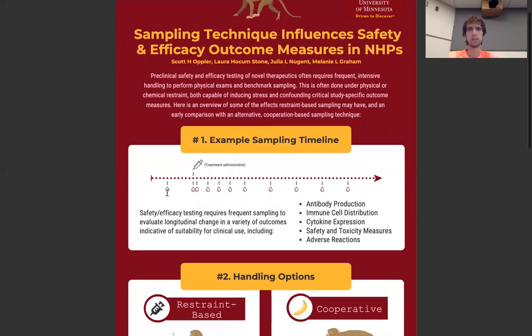In preclinical studies, primates often undergo frequent handling and sampling to assess the effects of a novel therapy and how these effects change over time. This includes the evaluation of safety indices such as CBC and chemistry profile changes and the performance of physical exams to check for adverse reactions, in addition to the evaluation of efficacy, including multiple aspects of the immune response. This sampling usually occurs relatively frequently, such as weekly or more in the example here, and may potentially introduce a source of stress to the animals.